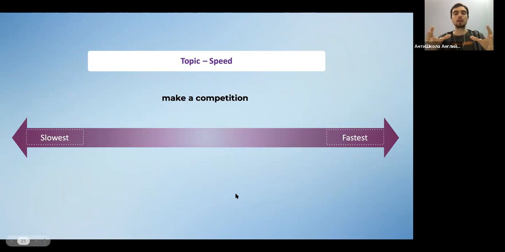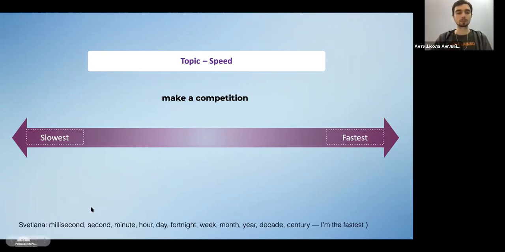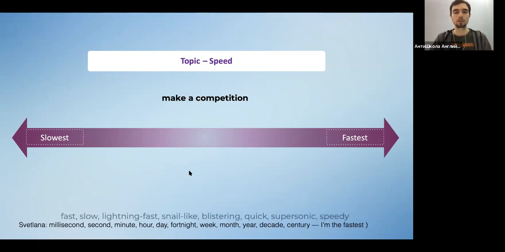So you see how it works. The same we can do here, right? You can write all the names of your students and next to each name, they will write their answers from the slowest, for example, to fastest, as in this example. So I think we can actually move on from this one.